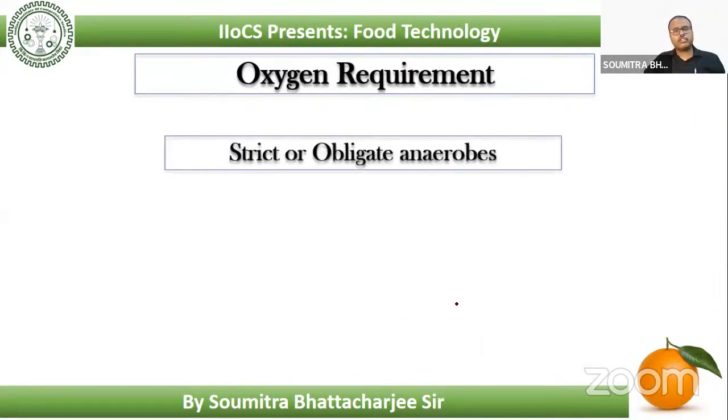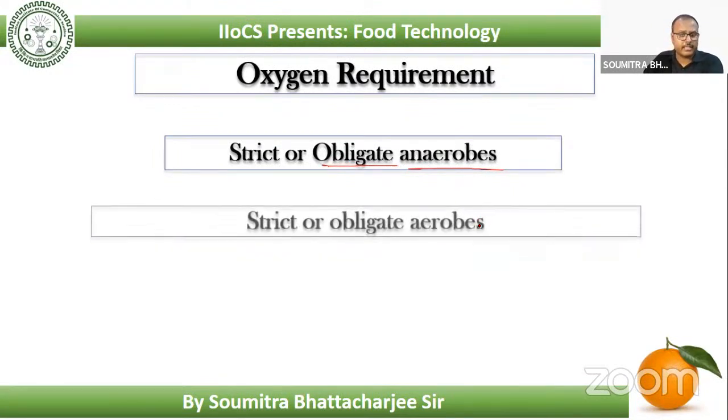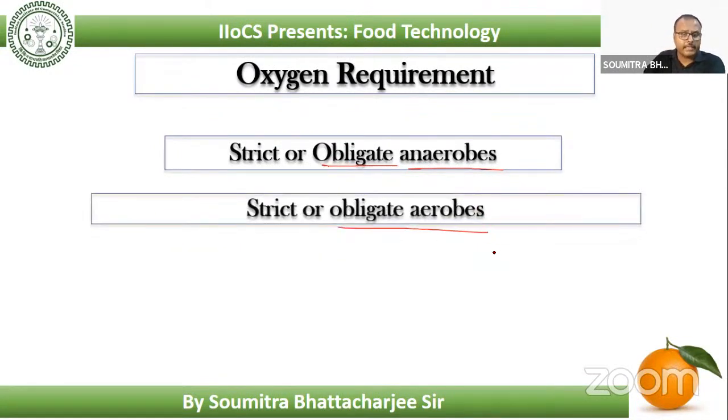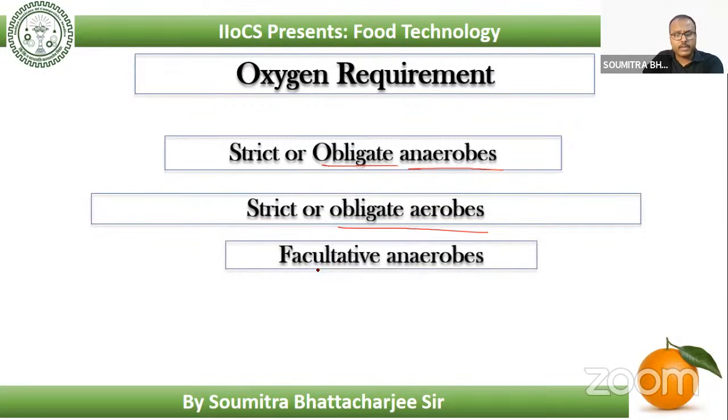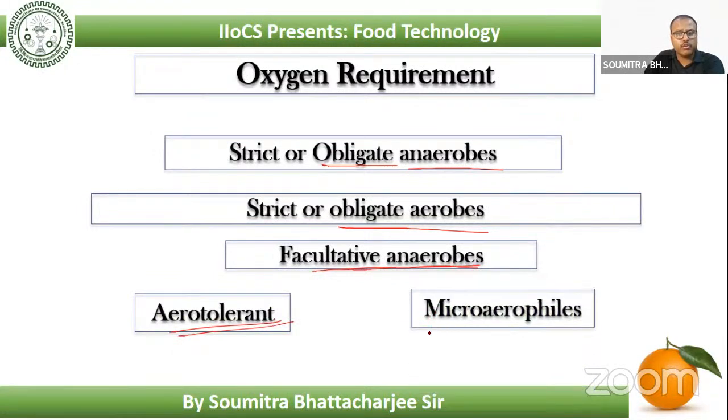Now, based on the oxygen requirement, as I was telling you, we can classify the organisms as strict or obligate anaerobes, obligate aerobes, facultative anaerobes, aerotolerant, and also microaerophiles. So, obligate anaerobes and obligate aerobes.